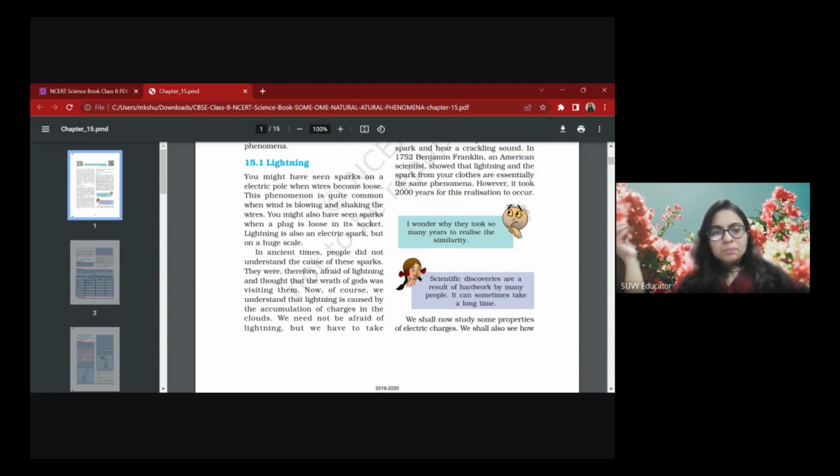In ancient times, people did not understand the cause of sparks. Whenever lightning was there in the sky, people thought, as a myth, that God or somebody was angry, and that God was showing anger with such lightning. But it was not true. At that time awareness was not there, which is why this type of myth existed.